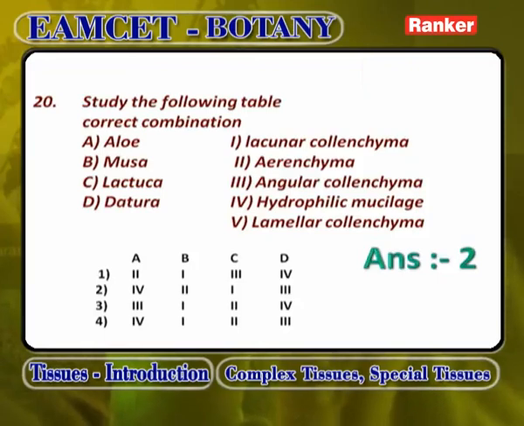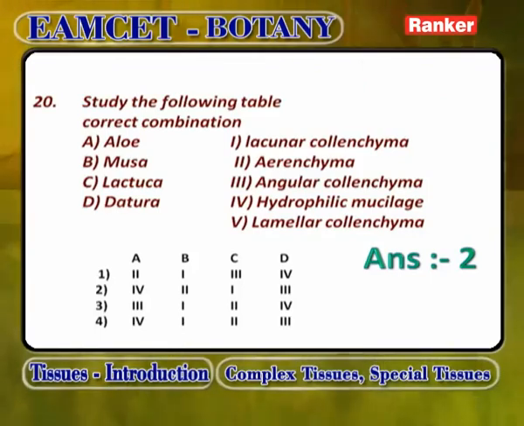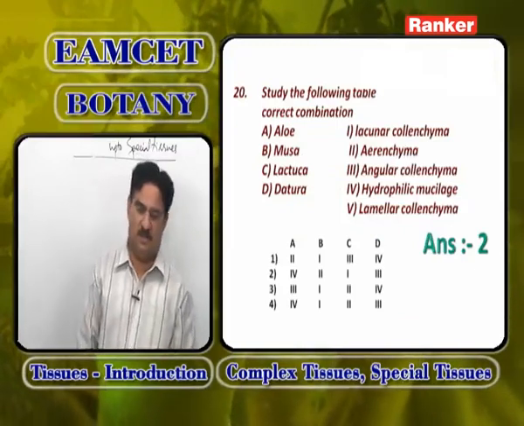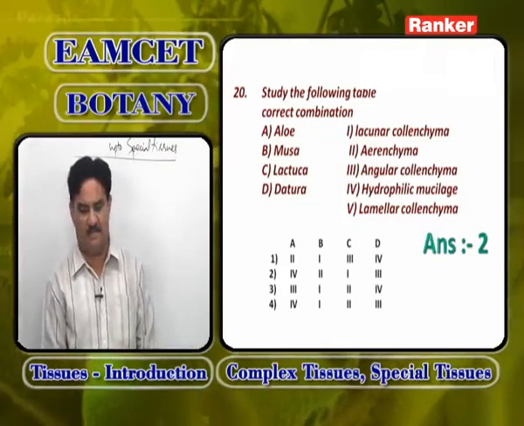Next, a matching. Study the following table and correct the combination. Aloe, Musa, Lactuca, Datura. Lacunar collenchyma, aerenchyma, angular collenchyma, hydrophilic mucilaginous substances, lamellar collenchyma. A is 4. Aloe, hydrophilic mucilage, because aloe shows succulent leaves. Aloe always shows succulent leaves, so hydrophilic mucilage.